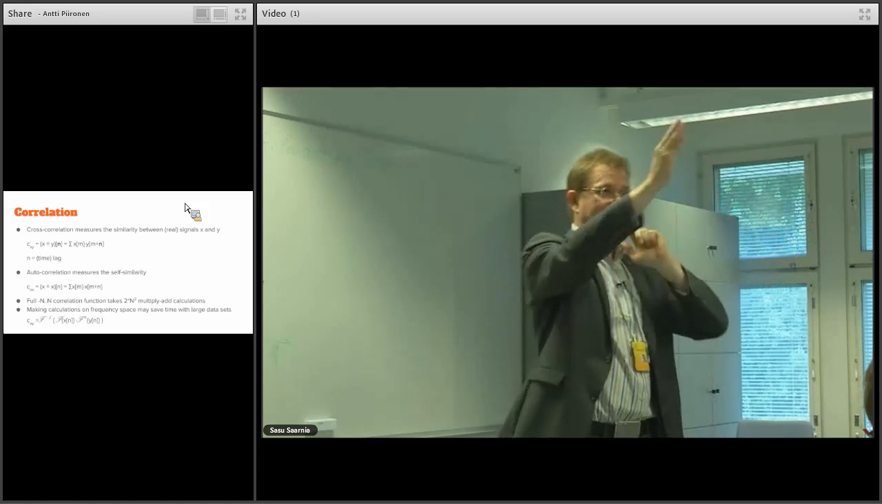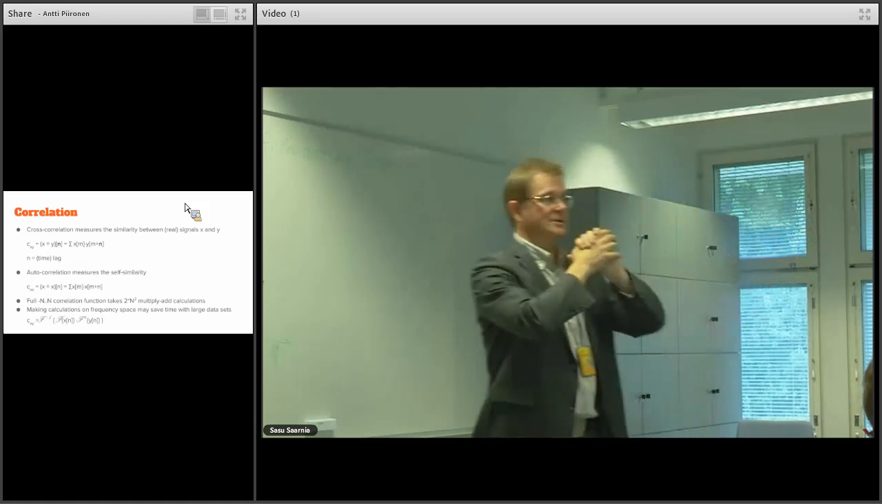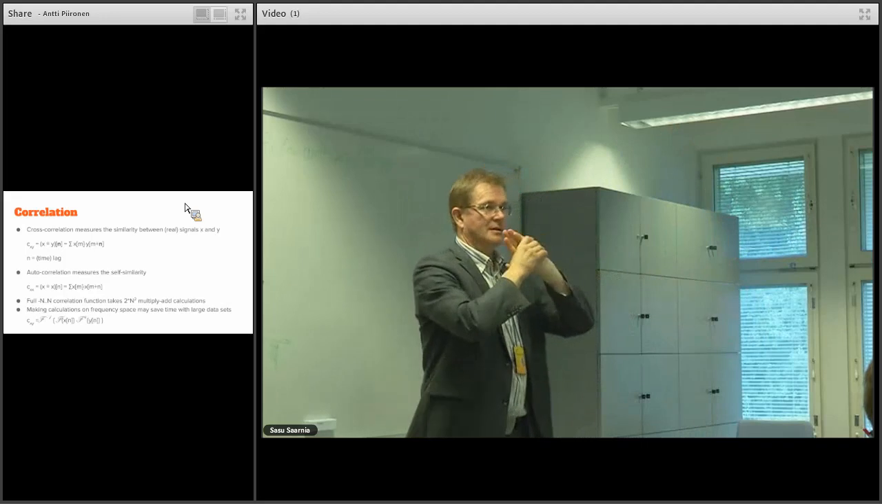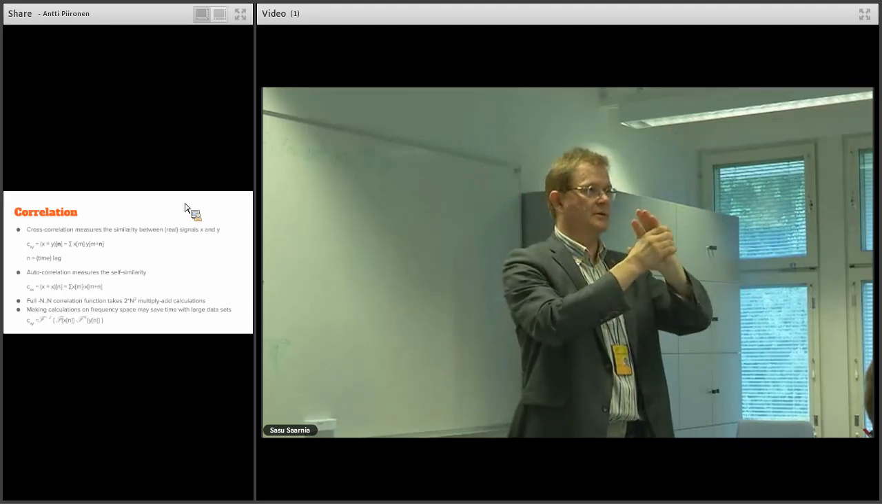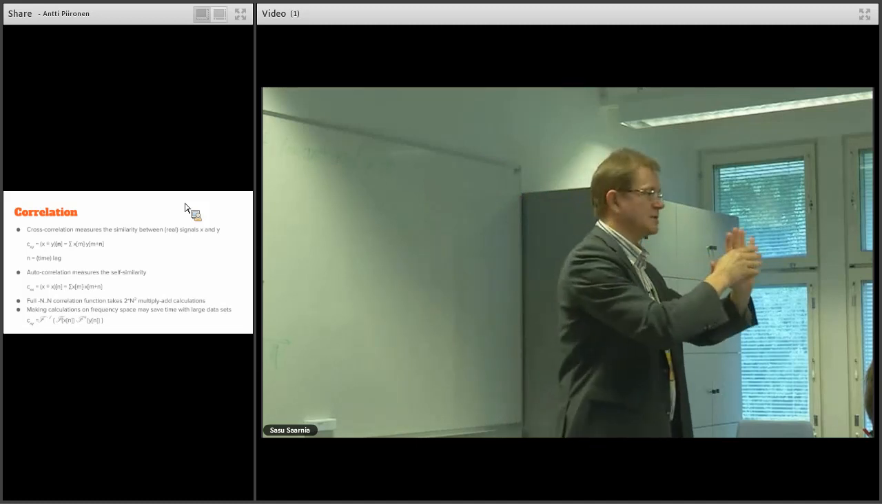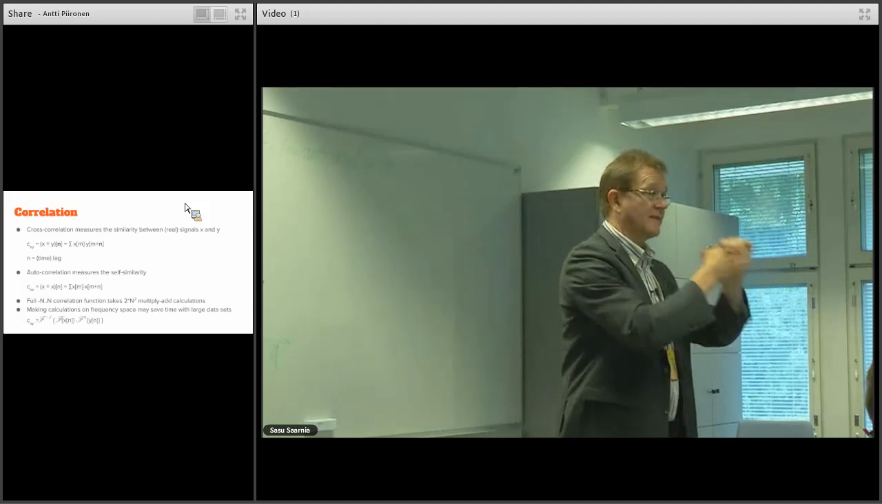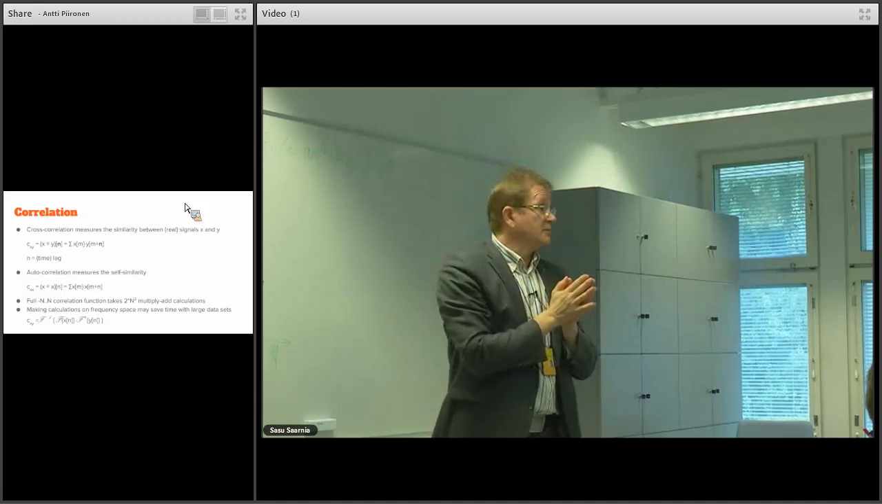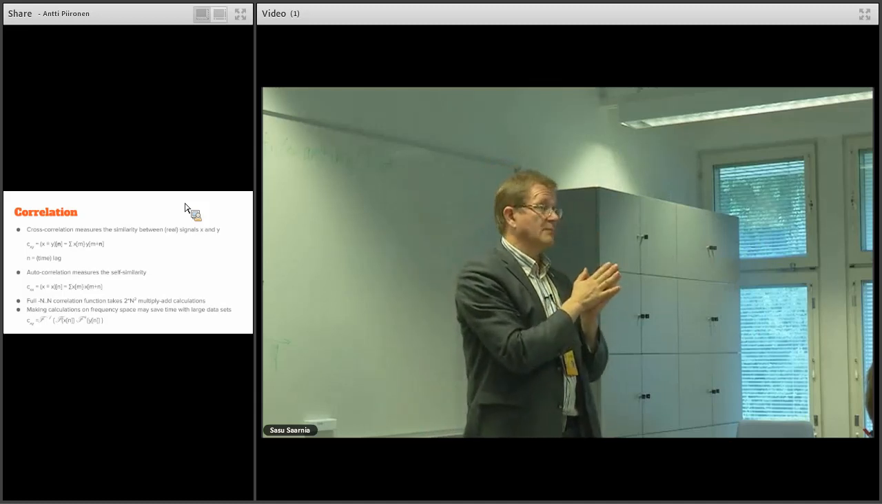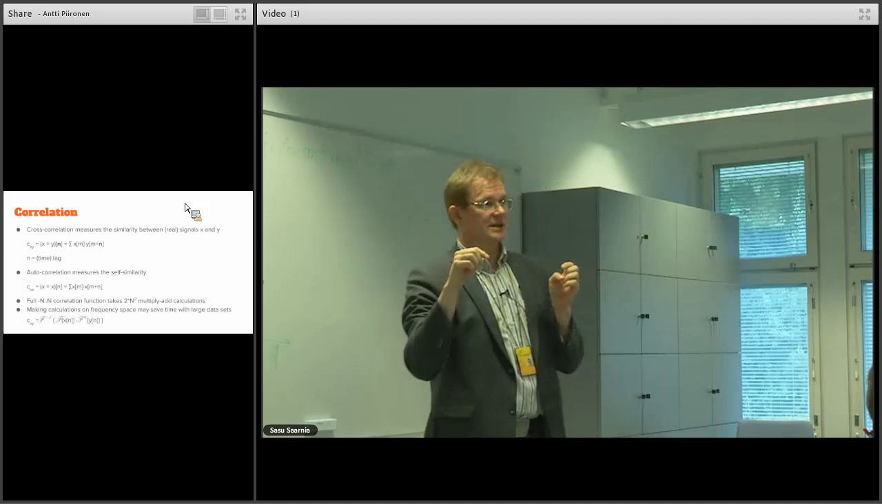So basically, the cross correlation gives the best match, or the location of best match, of two signals. And this we can then use, for example, for searching for some features in the signal.